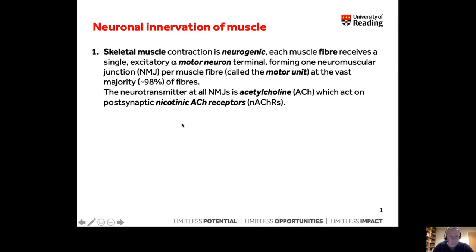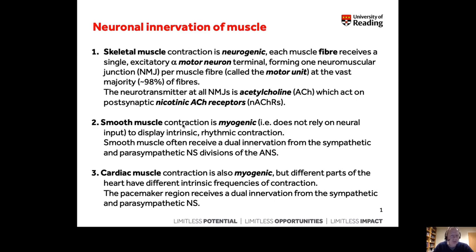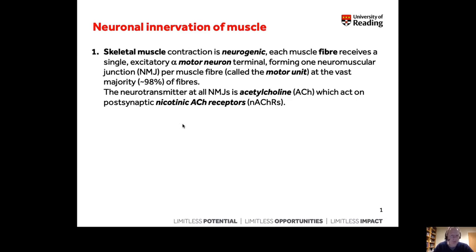This again probably signposts the next set of lectures when we talk about muscle physiology. There are basically three types of muscle: skeletal muscle, smooth muscle, and cardiac muscle. And what we're going to do here is just focus on the neuronal input into each one of these types of muscle. So skeletal muscle differs from cardiac and smooth muscle in the fact that it's neurogenic.